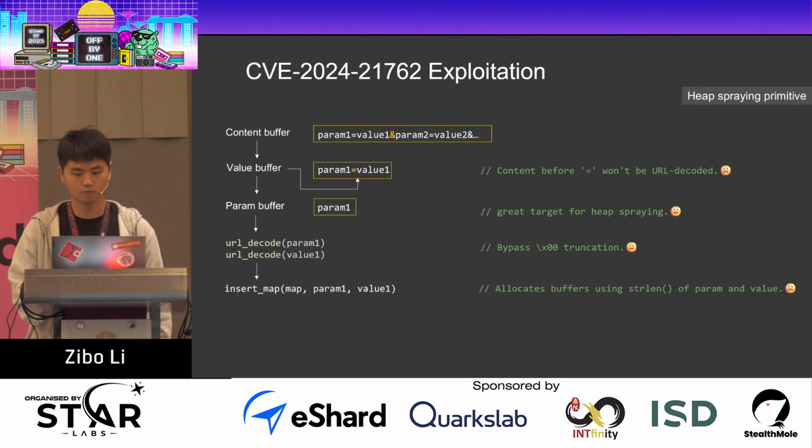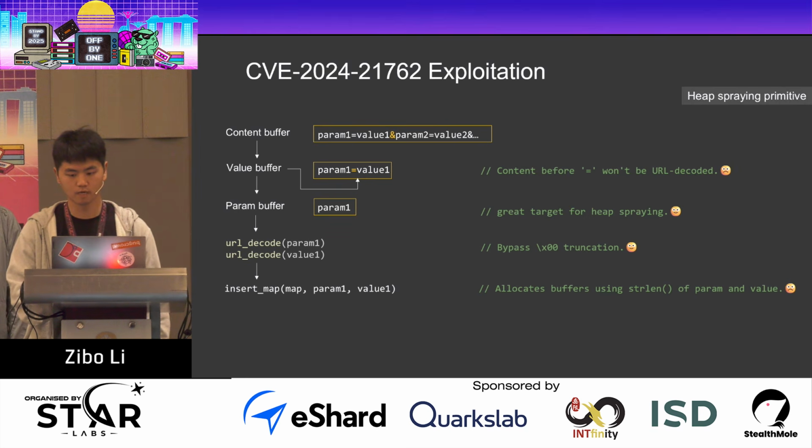Using HTTP post data to build heap feng shui primitives is a great choice. It allows us to send large amounts of data and the data gets split. We analyze the parsing logic. First, a value buffer is created to copy the entire parameter. Then a name buffer is created to copy the name part, and the value pointer is set to point to the value part within the buffer.